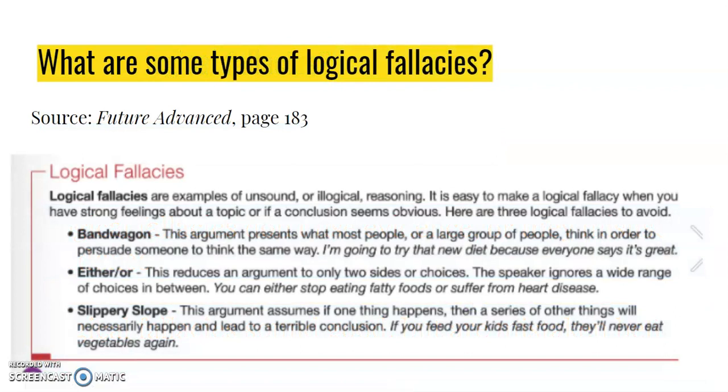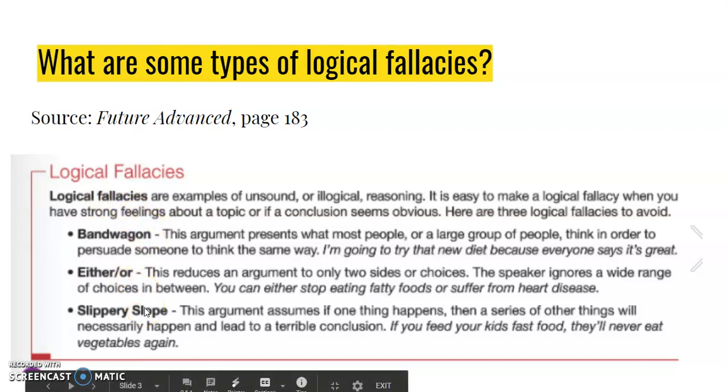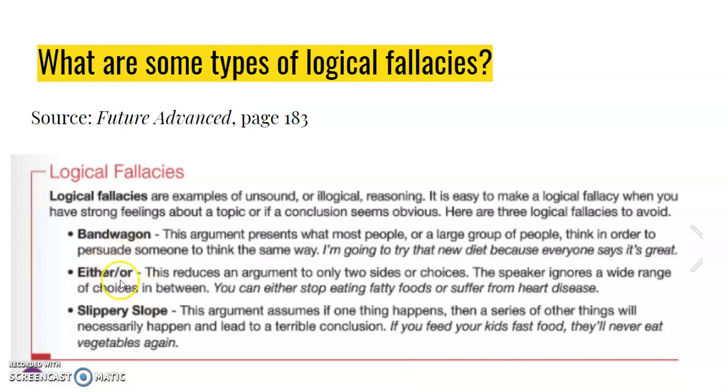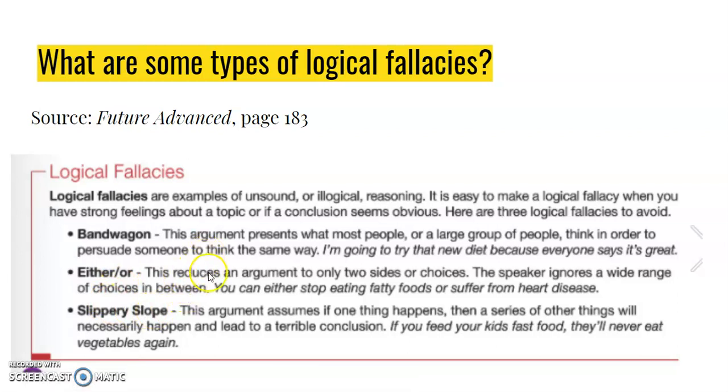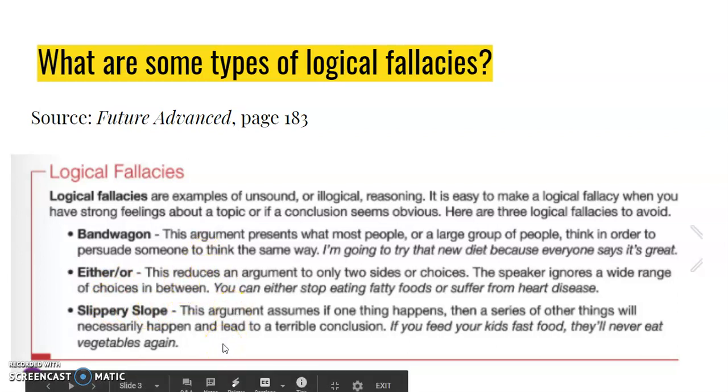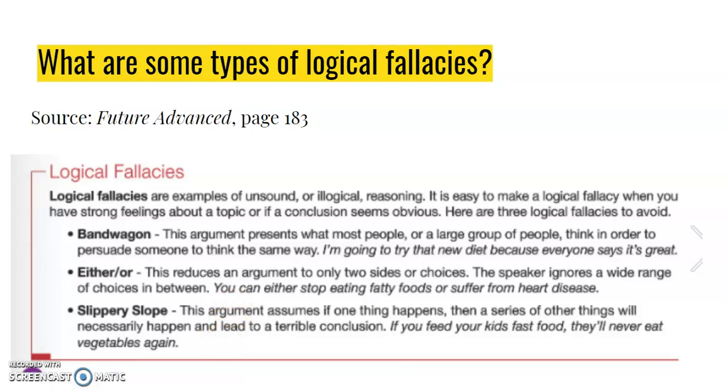So in the Future Advanced book on page 183, there is a table that explains what logical fallacies are, and it gives three types. There are more, but we're just going to focus on these three: bandwagon, either-or, and slippery slope. This table has a description of each type, and it gives an example. So you can look at that yourself in your book. We're going to look at some examples from real life in this video.